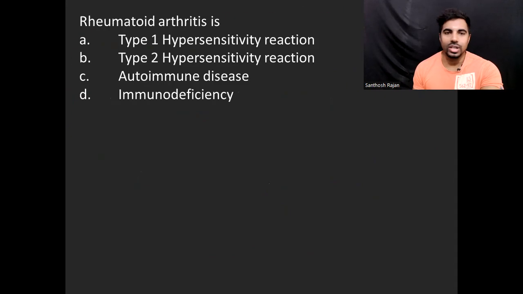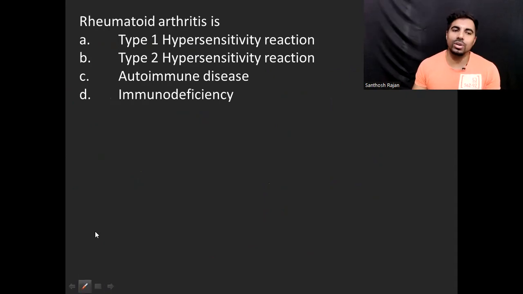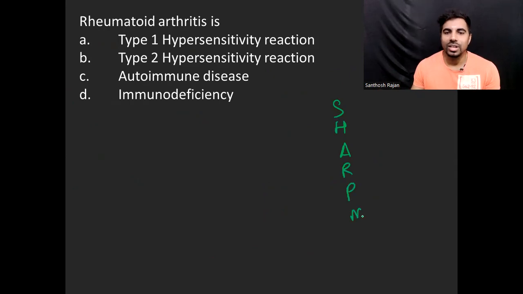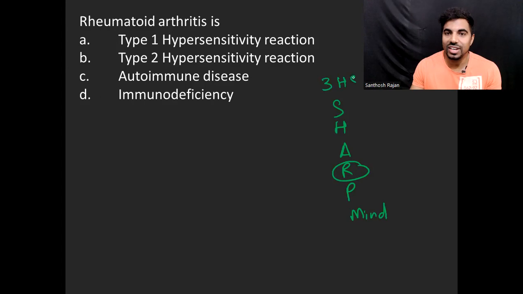Okay, next question. Now, rheumatoid arthritis. See, it is coming everywhere. You know that the clue for type 3 is what? The sharp mind, S-H-A-R-P. So where do I find R? R is here, rheumatoid arthritis. So this is type 3 hypersensitivity reaction.